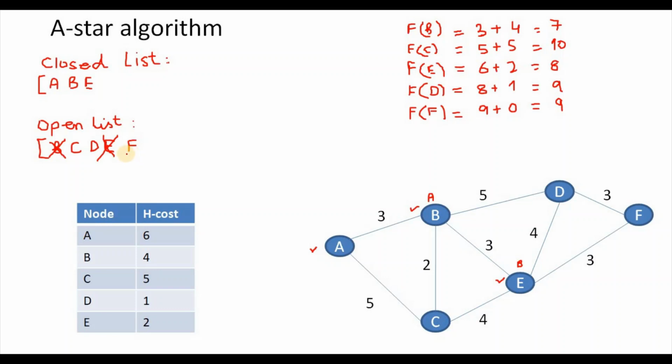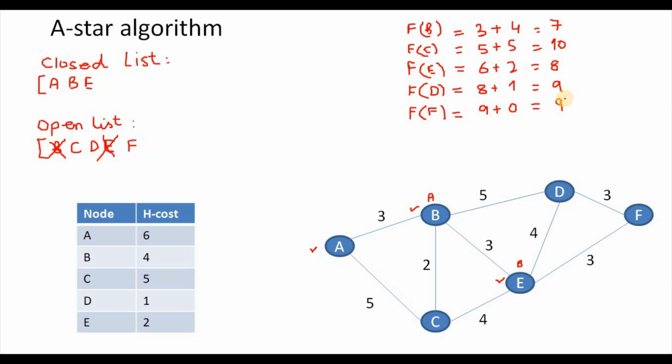One more thing is that if two nodes have the same F cost here, for example, these two nodes D and F have the same F cost of 9, now we have to select which one should we select. So we shall always select the node which has less H cost. Okay, so this is the decision criteria.